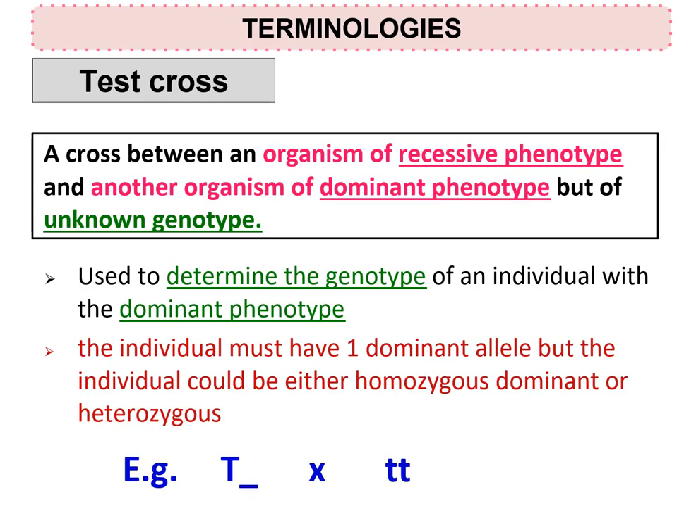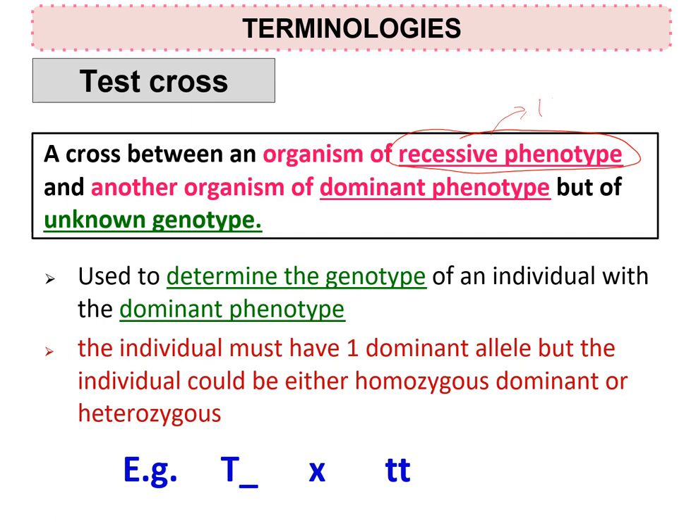While test cross, whenever we want to determine the unknown genotype of a specific trait, because from our observation we can determine the phenotypes, but we do not know the genotype of that particular character. So we have to do test cross, but the test cross must be done with an organism of recessive phenotype, because we know recessive phenotype must have a homozygous recessive trait.